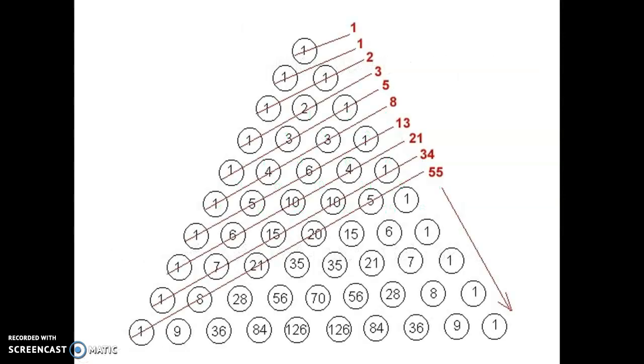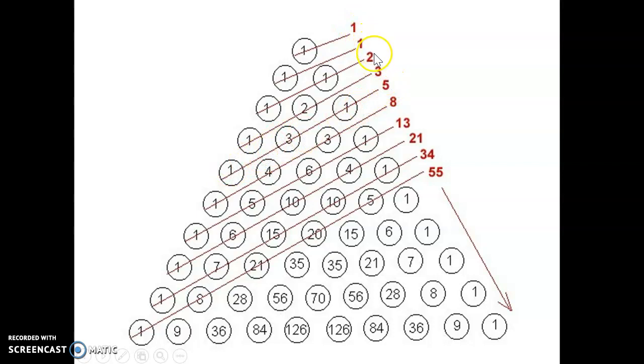Okay. All right. So this last bit is kind of neat. So this is if you were to add the sums of the diagonals, right? So 1, that's just 1. We have another 1, and then this 1 plus this 1 is 2, right? Then you have 2 plus 1, that's 3. 1 plus 3 plus 1, that's 5.